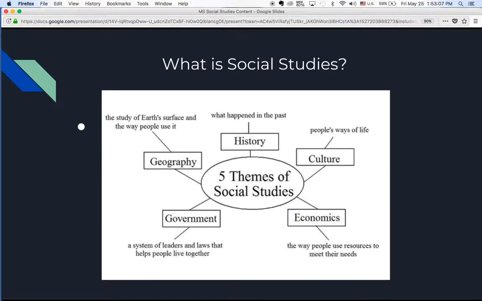First of all, what is social studies? We focus on 5 themes of social studies: history, geography, culture, government, and economics. And you can see from this graphic some of the focal points that we have for each of those themes.